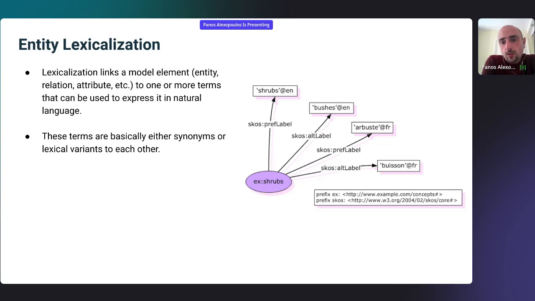So, for example, you have here the entity shrubs, and you can see that it has a main name called shrubs, and then it has alternative labels, as they are called, in different languages. So shrubs is also called bushes in English, and in French it's called arbuste and buisson. So what happens here is that the intended semantics of this relation is that apart from the fact that the term is a lexicalization of the concept, it's also important that these terms to each other are synonyms, or at least near synonymous. They need to mean the same thing.